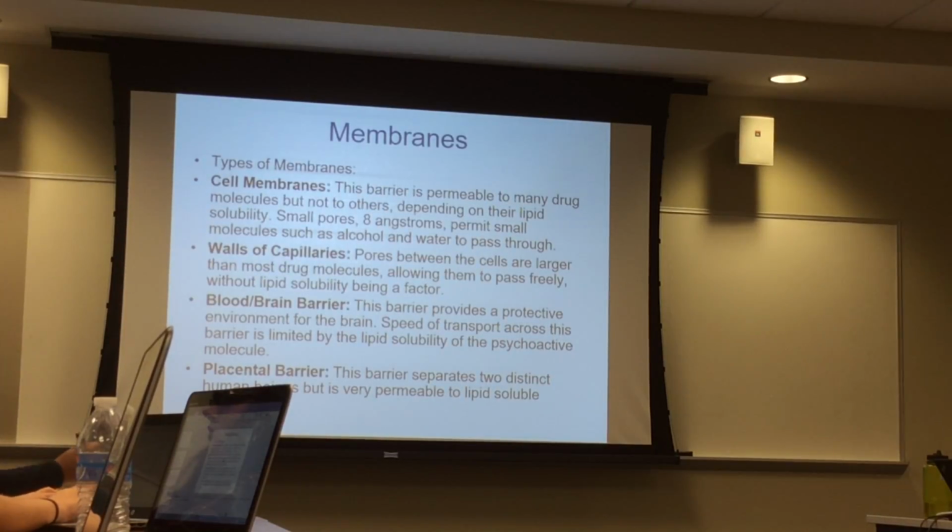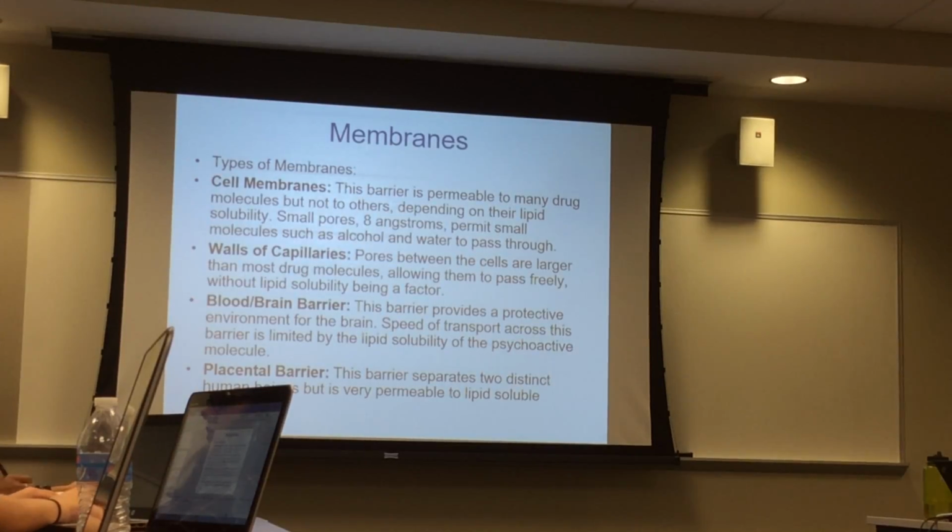The walls of the capillaries. So you have drug crossing from the GI to the blood circulation. So it has to cross through the walls of the capillaries. And the pores between these cells are larger than most drug molecules, which allows them to cross freely back and forth to the blood, if they make it to the blood.